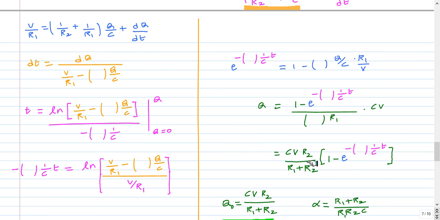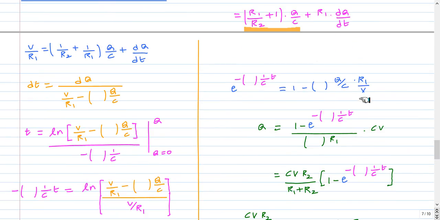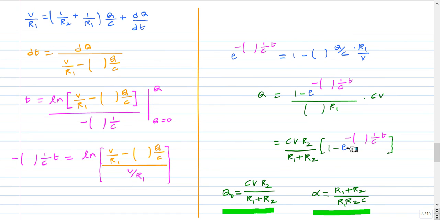So in the question, Q has been given as Q0 into 1 minus e raised to minus alpha t, and we have to find Q0 and alpha. So comparing this, we get Q0 as CV R2 divided by R1 plus R2, and alpha is this coefficient, that's R1 plus R2 divided by R1 R2 into C. This bracket is 1 by R1 plus 1 by R2. This is the answer to this question.